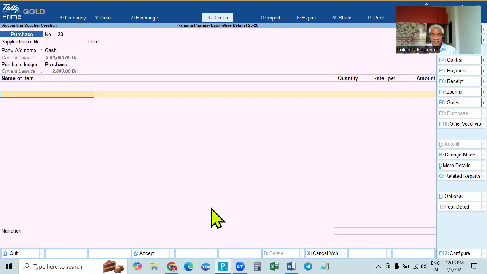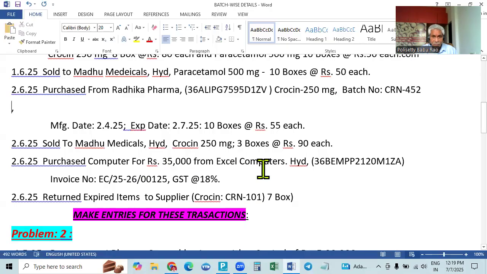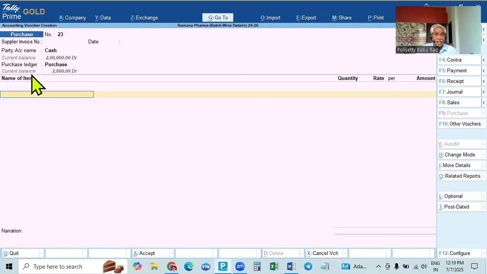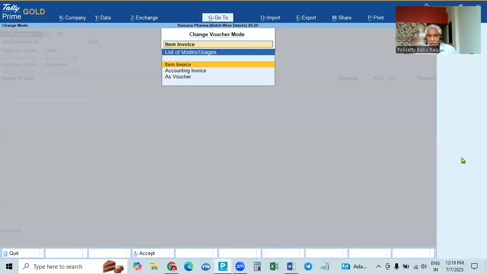accounting invoice, because these goods and services, that is the fixed assets purchased or sold, are not goods items. It is not a stock item. That is why item invoice should not be taken. So if we enter the computer purchase in the purchase voucher, this is not goods. That's why the purchase account should not be there. Name of item should not be there. We have to select this accounting invoice.